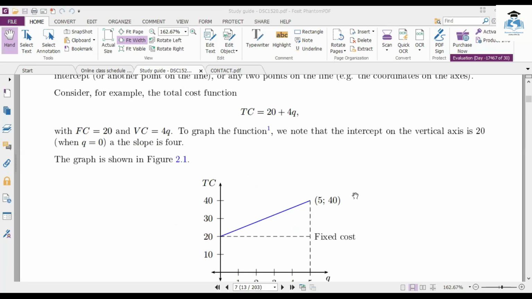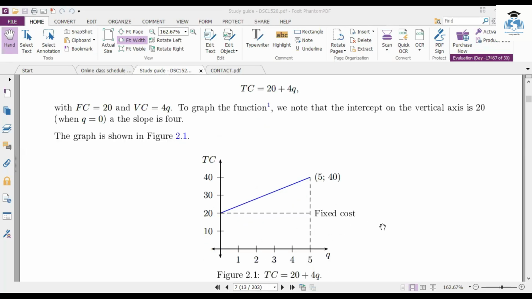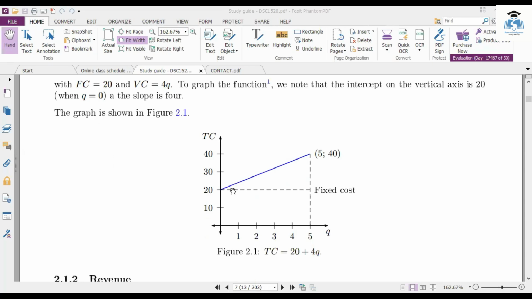Then when you are drawing your graph, normally the total cost starts from where the fixed costs are. So this will be the typical example of the graph of total cost. All right.